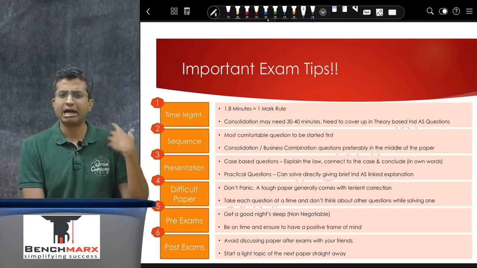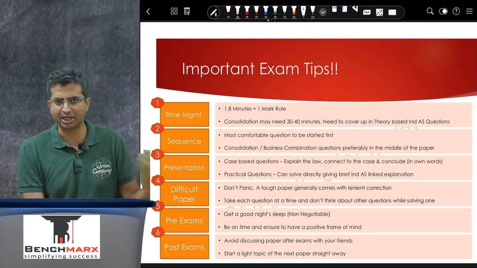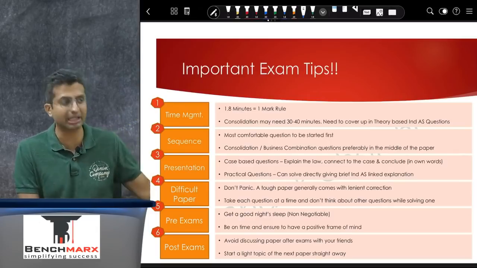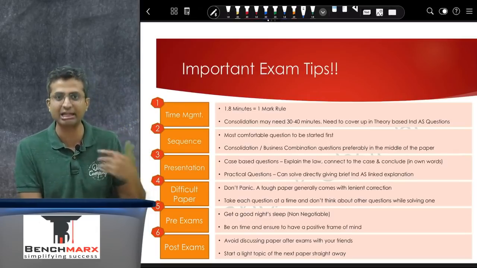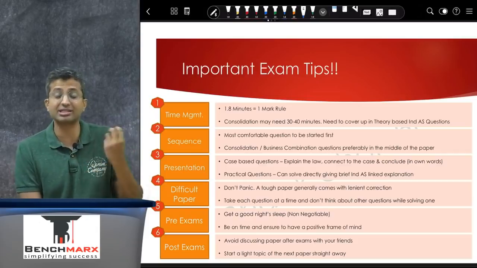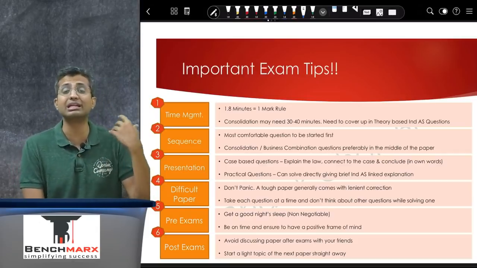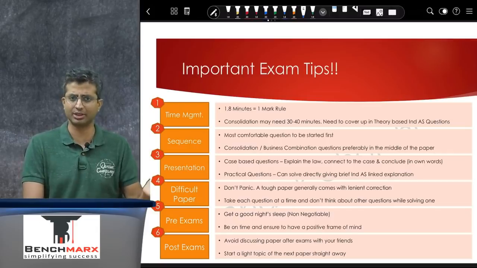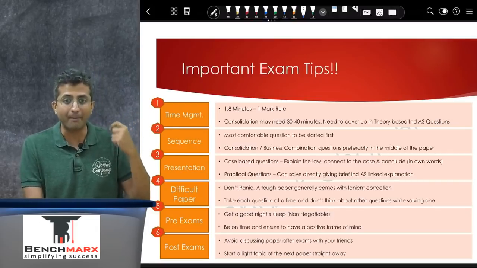In terms of sequence, the compulsory question has to be attempted. So when you have the reading time, there's no point reading the compulsory question because you have to attempt it. Try to glance through the other questions and find out the question which you think is the easiest for you to attempt, and always start with that. That gives you a very good momentum to start with.